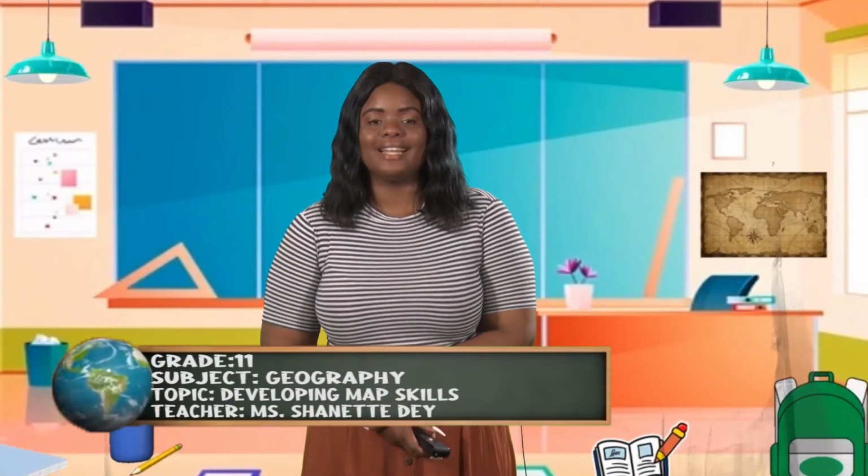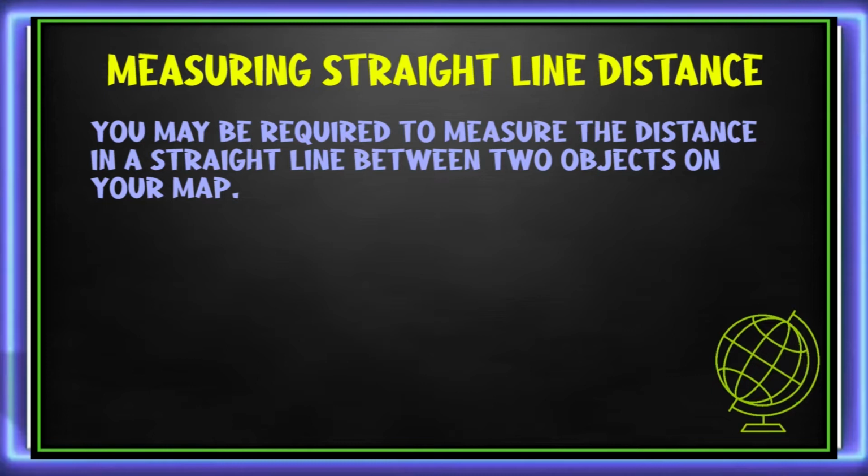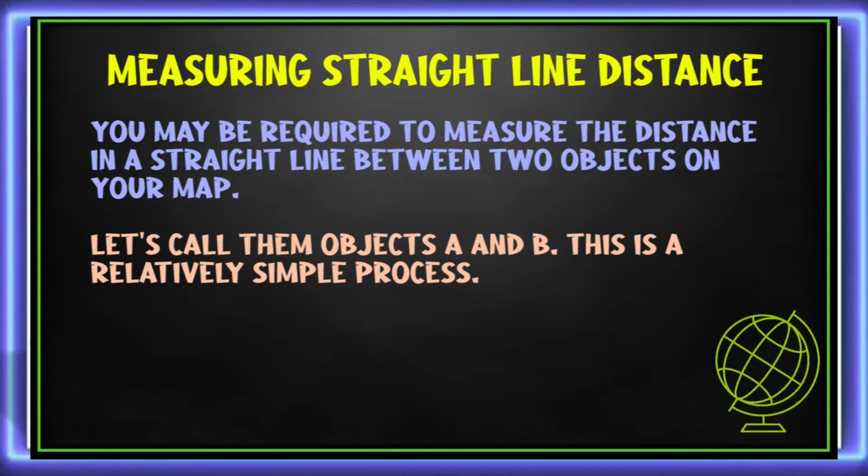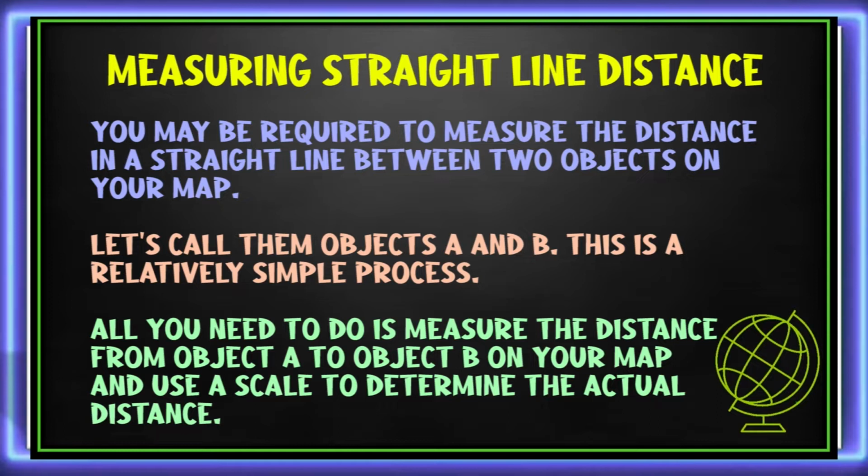Measuring straight line distance. Now, you may be required to measure the distance in a straight line between 2 objects on your map. Let's call them objects A and B. This is a relatively simple process. All you need to do is measure the distance from object A to object B on your map and use a scale to determine the actual distance.